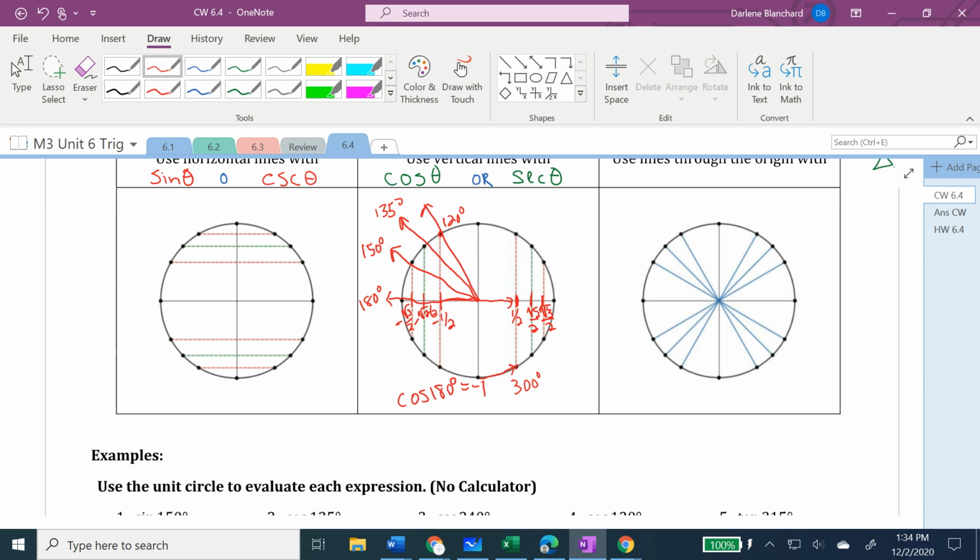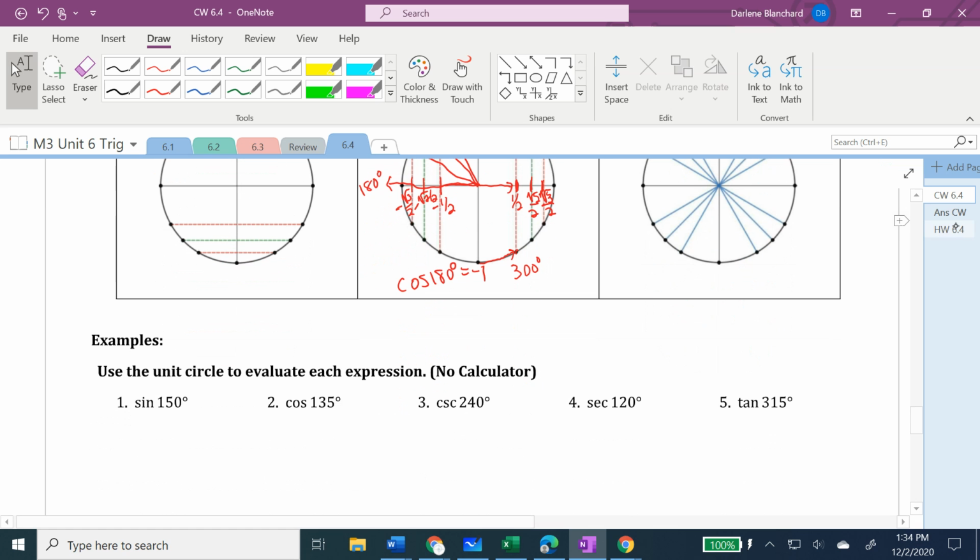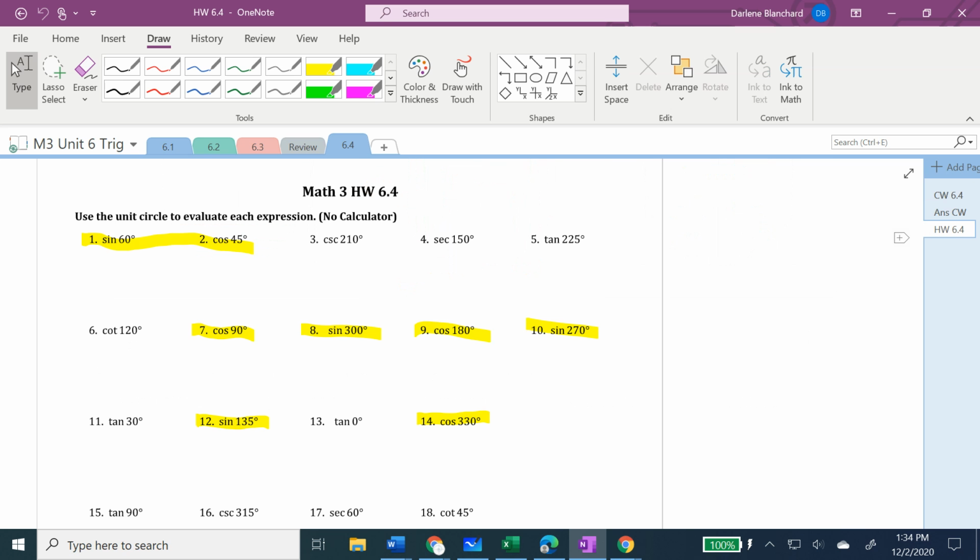Now, let me actually move you over to your homework. How about we get some of these done? We can do them together. Wait, let me go print it.